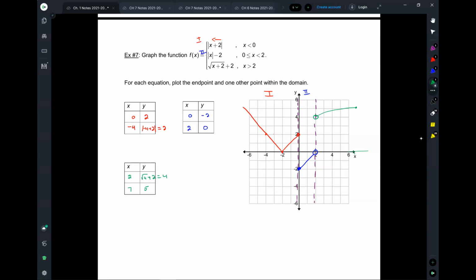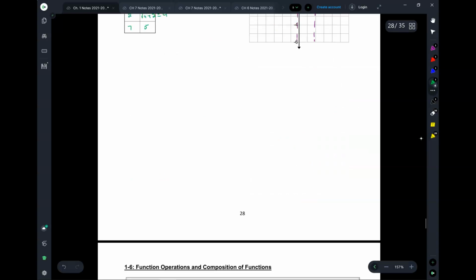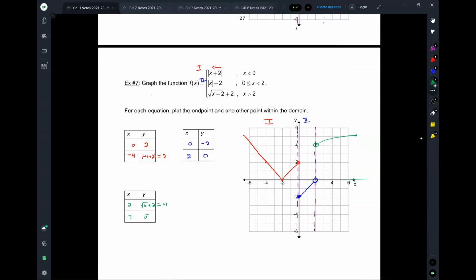Okay? Okay, so now. Wait, wouldn't it be 7 in the y value side? Yeah, here. 7 and 5. Oh, that is 5. Oh, okay.